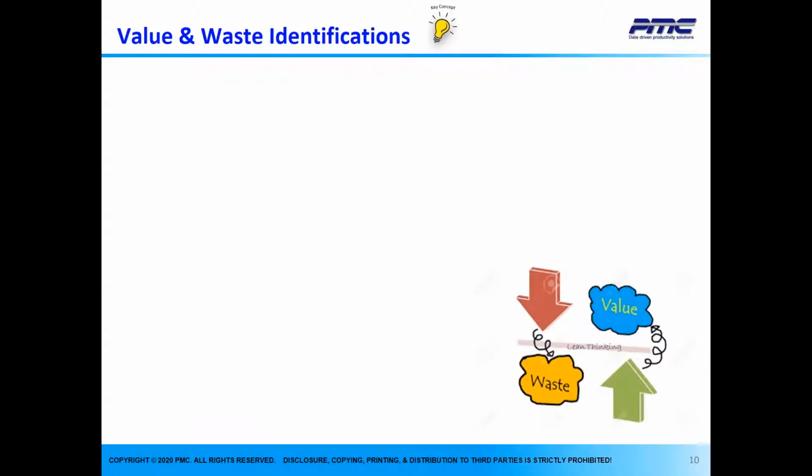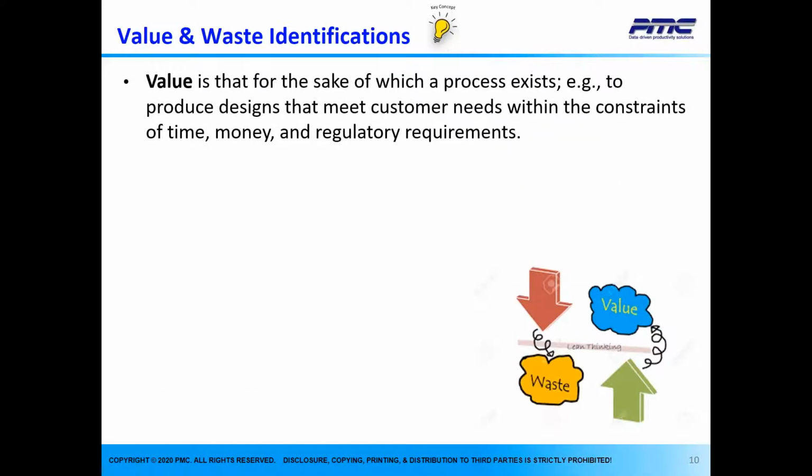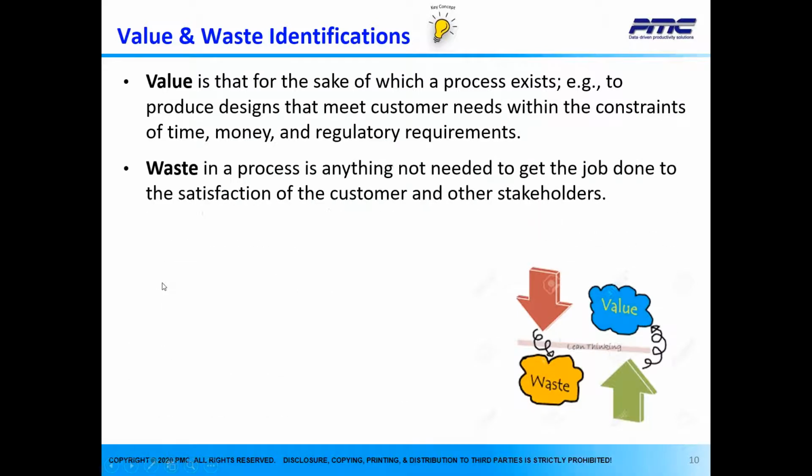So what are the value and waste identifications? Value is that for the sake of which a process exists, for example, to produce designs that meet the customer needs within the constraints of time, money, and regulatory requirements. Waste in a process is anything not needed to get the job done to the satisfaction of the customer and other stakeholders.